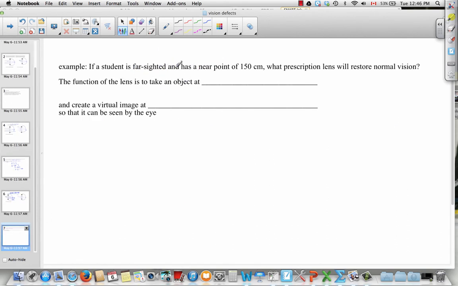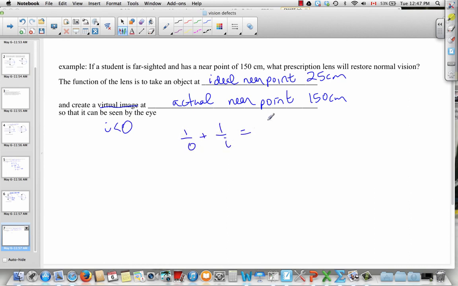So if you had a farsighted person then, and your near point was only 150 centimeters, well, that means that if you put something like a book at the ideal near point, which we defined before, which was 25 centimeters, you want to be able to read it. So your corrective lenses are going to create a virtual image where your eye lens can read it at your actual near point of 150 centimeters. Now, because this is a virtual image, our image distance will be negative. So we apply once again the mirror lens equation. So our object, say our book, 25 centimeters from our eye, we will create a virtual image 150 centimeters from our eye so that the lens in our eyes will be sufficient to see it clearly.